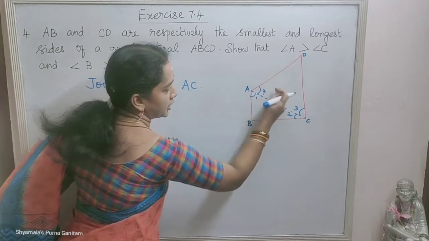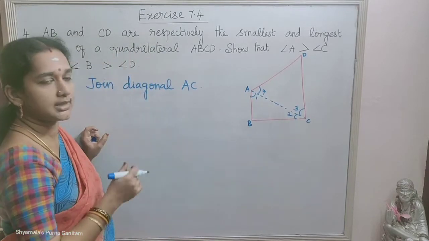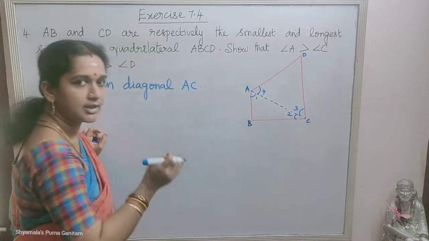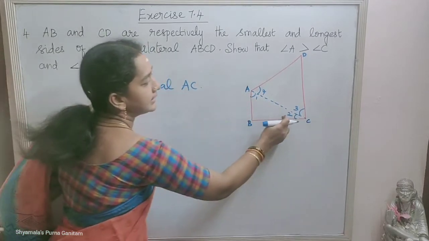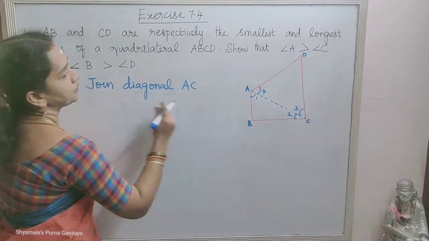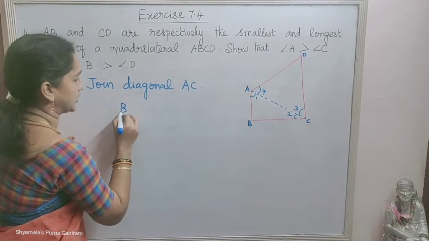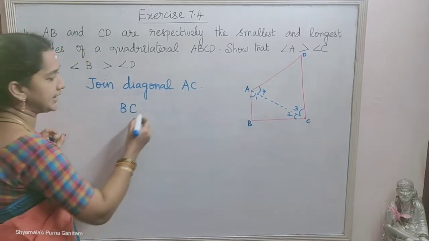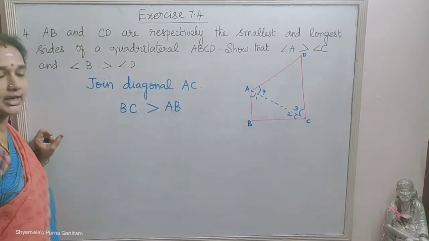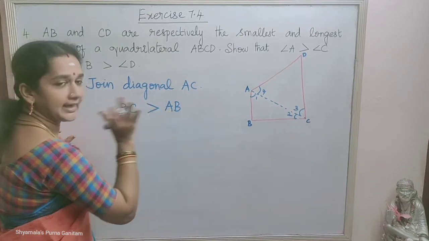So when we divide it into two triangles, AB is the shortest side and BC is the longest side. So angle opposite to the longest side BC is angle 1. So that angle will be greater than angle 2. In the question it is given AB is the shortest side. So side BC is greater than AB.